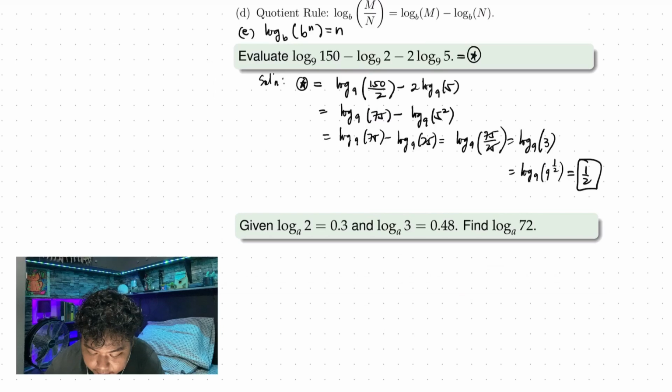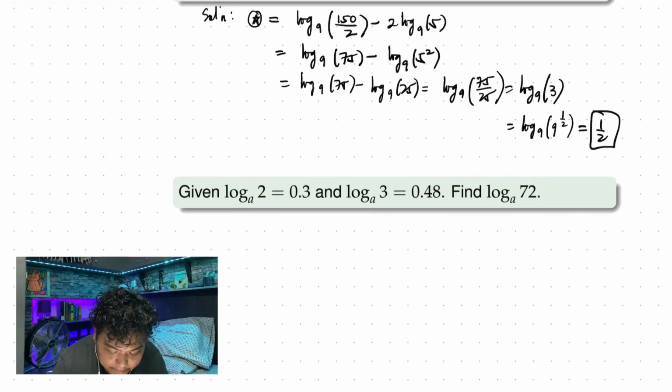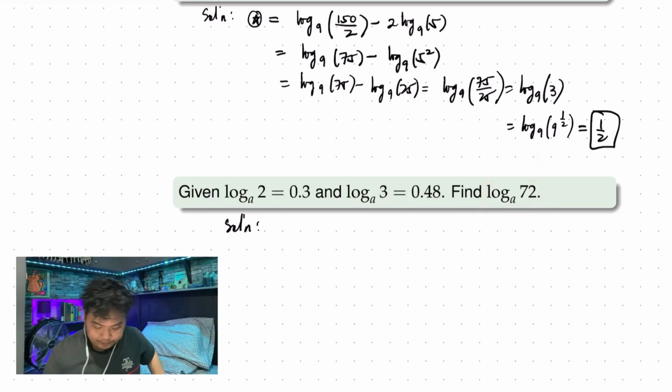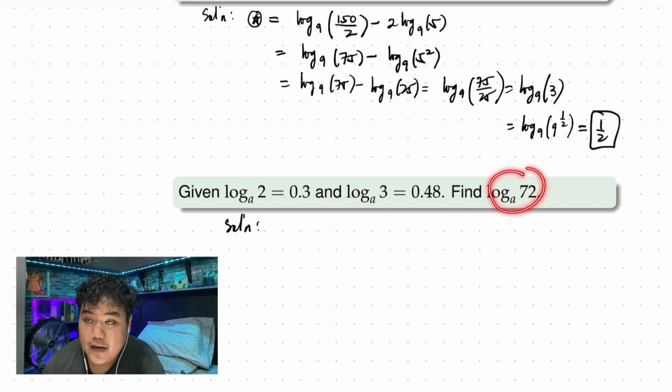So, next naman, binigyan tayo ng value ng log base a ni 2, which is 0.3. Log base a ni 3 is 0.48. So, let us find the value of log base a of 72. So, ganito yung ginagawa ko dyan. So, yung pinapahanapan ng value, itong 72, para ma-evaluate siya, I always try to express it as a product or quotient nung base mo, which is a, and nitong mga binigay.